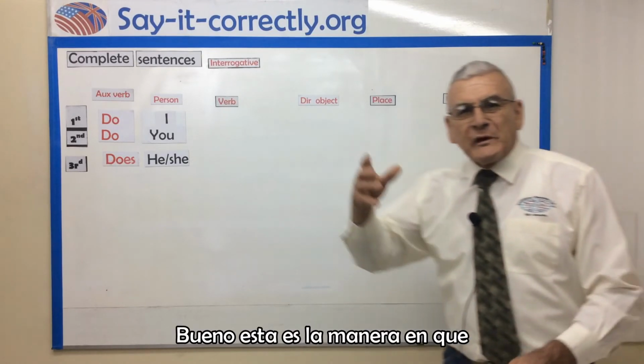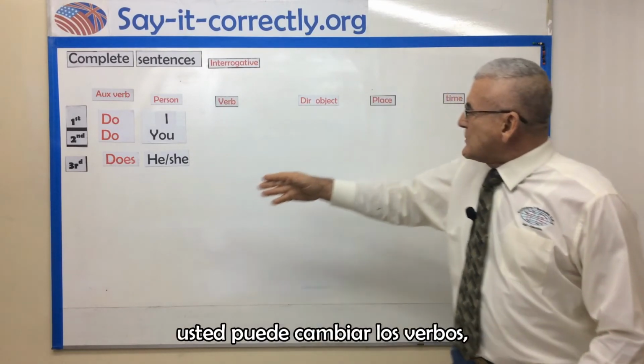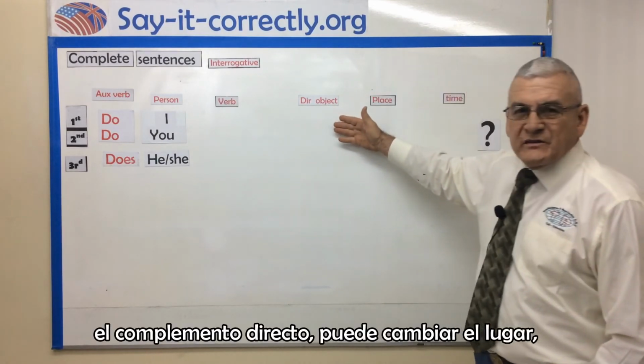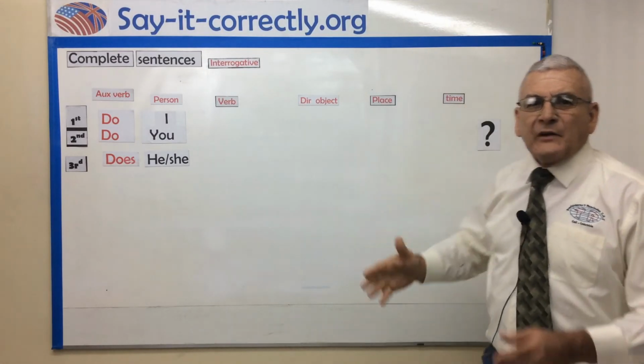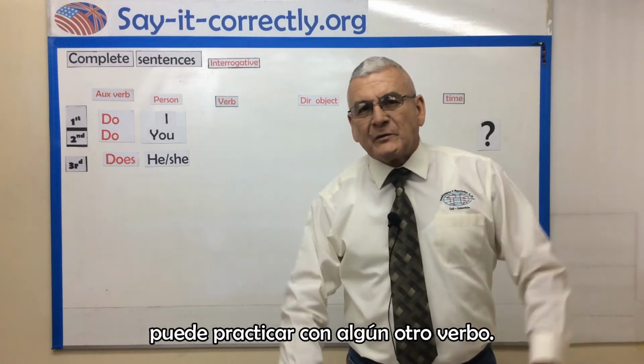Well, this is the way you create routes in your brain. You can change the verbs, you can change the direct object, you can change the place, you can change the time, and you can practice with some other verbs.